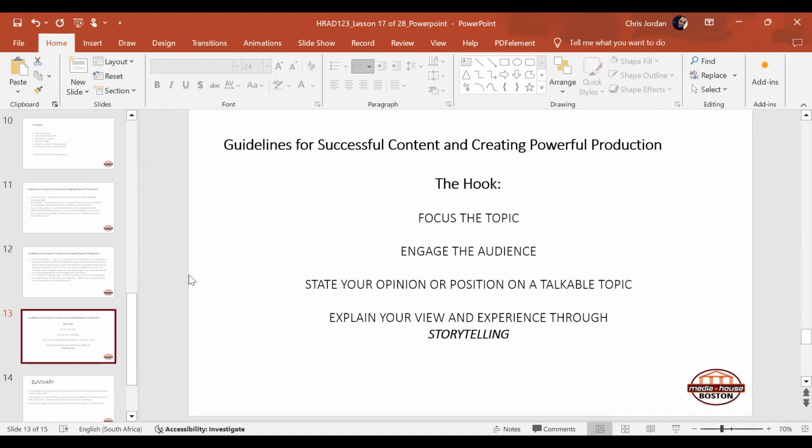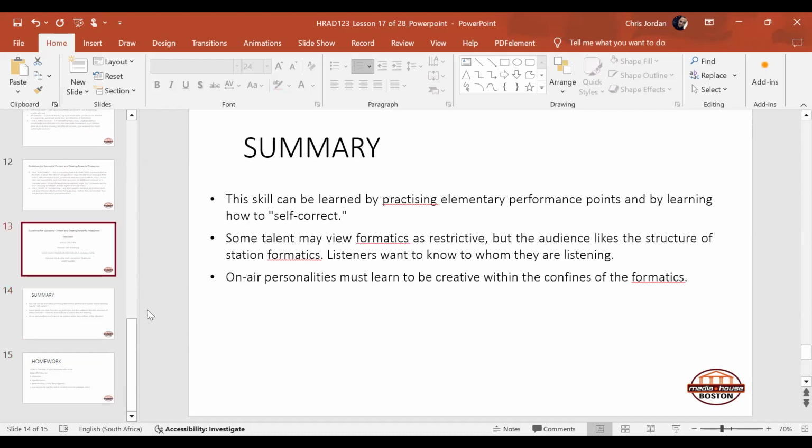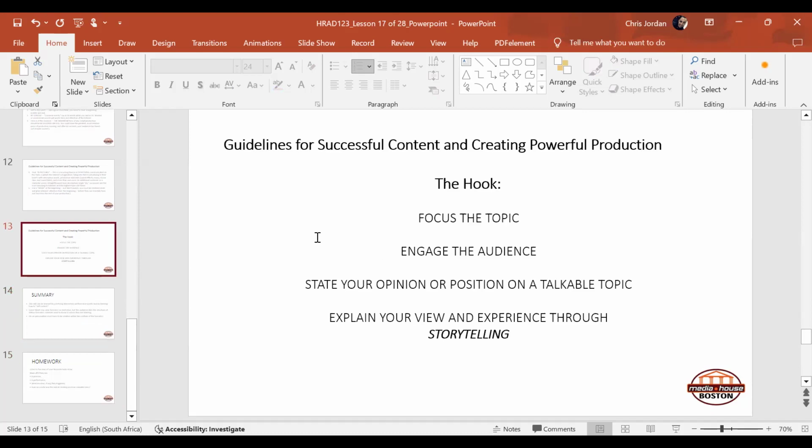Last slide here, right? And then you'll see this. I think there's an exercise, right? Yeah, that's a good exercise. So with the hook, which we just saw in the summative, you have to apply yourself with this. Focus the topic, engage the audience, state your opinion or position on a talkable topic, and explain your view and experience through storytelling. You're going to say to me, Chris, what does it look like? I will show you in the next lesson examples of a good hook, and we'll construct a couple as well.